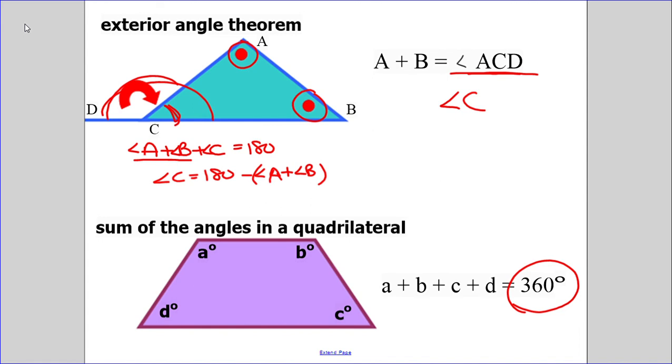So that's our first one. We'll pick up with the next one when we start to go through some things on parallel lines.